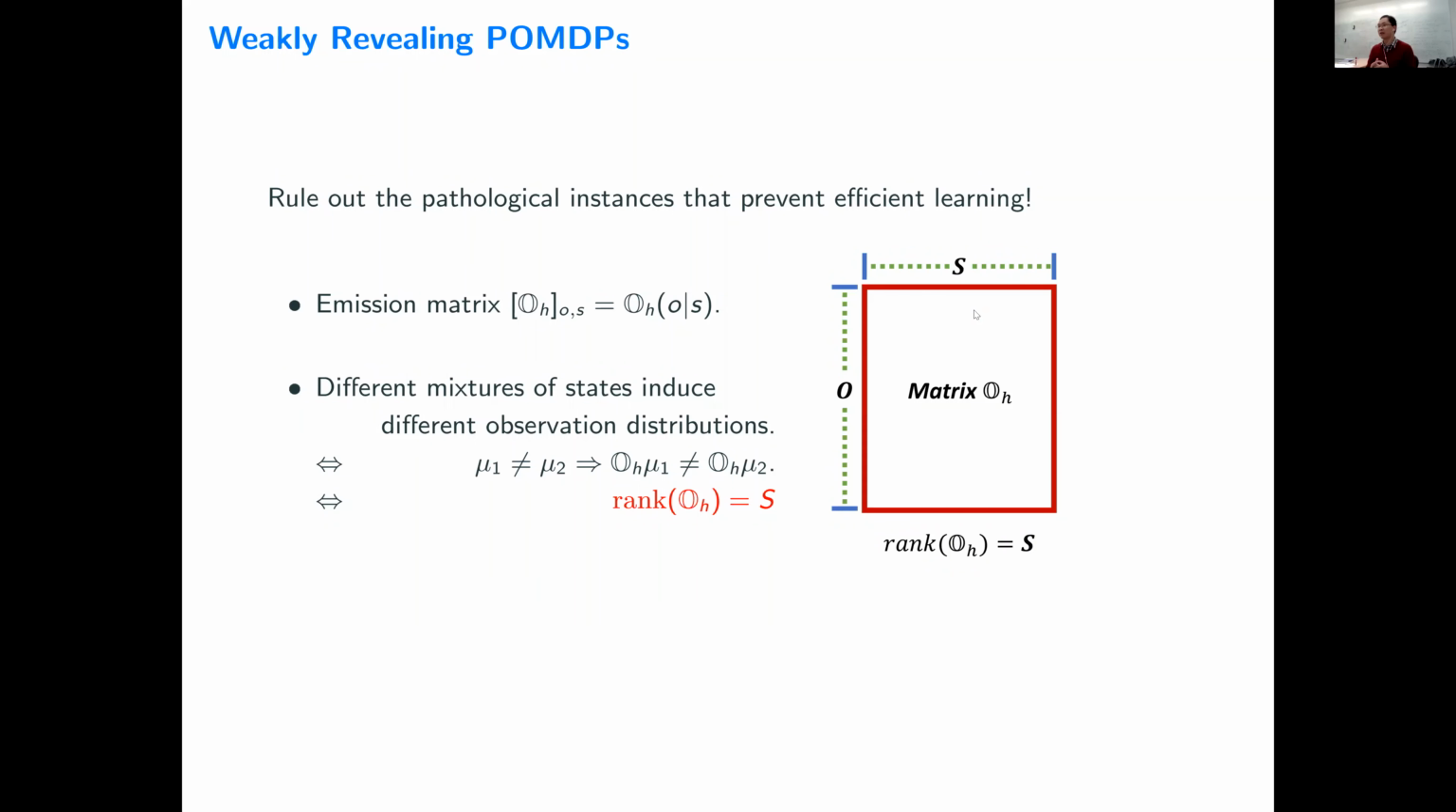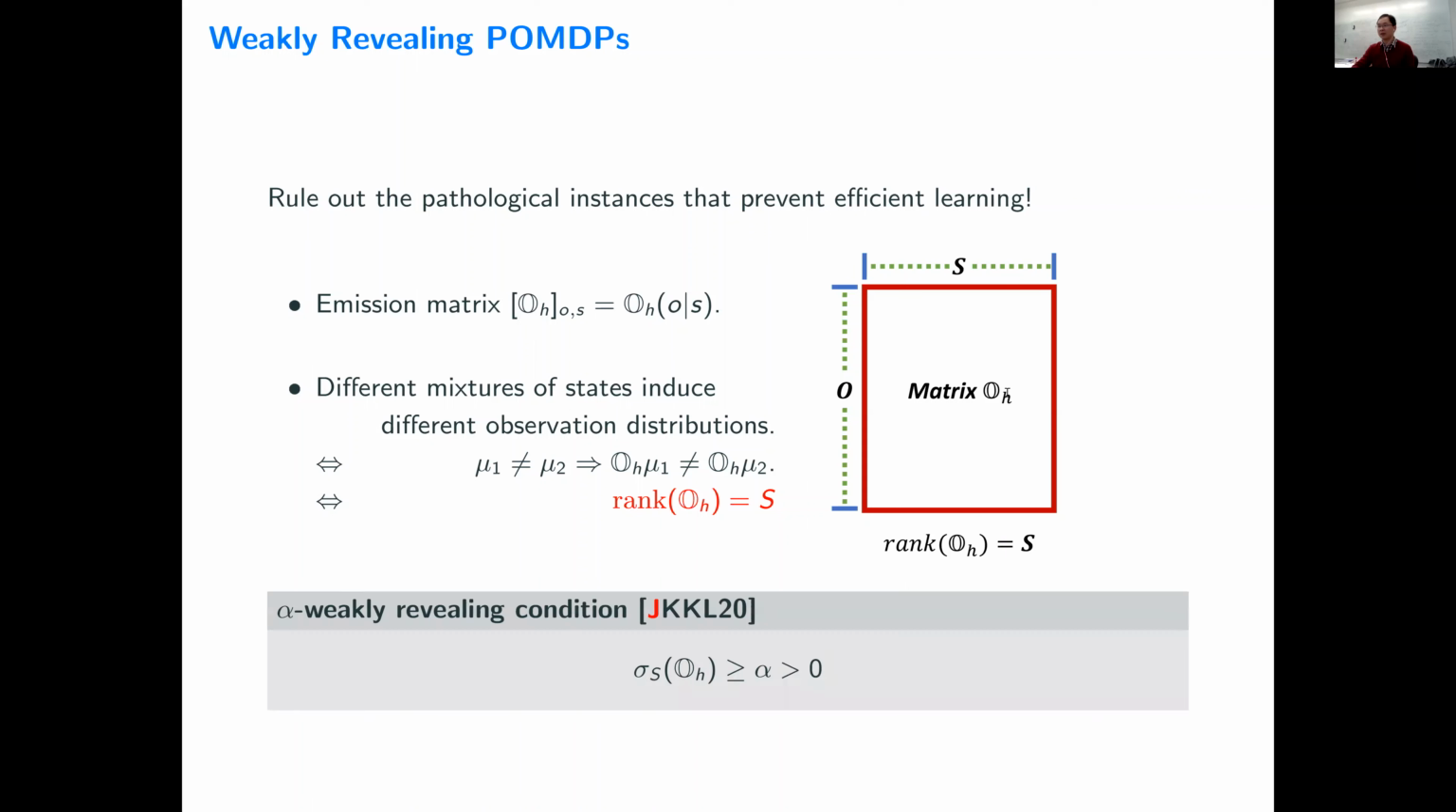Of course, when we want to add finite sample guarantees, we cannot just say the rank is equal to S, because it can be infinitely close to some low rank matrix where we cannot use any property. So basically our assumption is just a robust version of the emission matrix having rank S. What we're saying is this is our only condition, that is the alpha weakly revealing condition. We say the S-th singular value of this emission matrix is lower bounded by something that is away from zero. It's just a robust version of this. And it turns out this is the only assumption we make in this paper. Basically this assumption identifies a subclass which we call weakly revealing POMDPs. And this is the only single assumption we have.